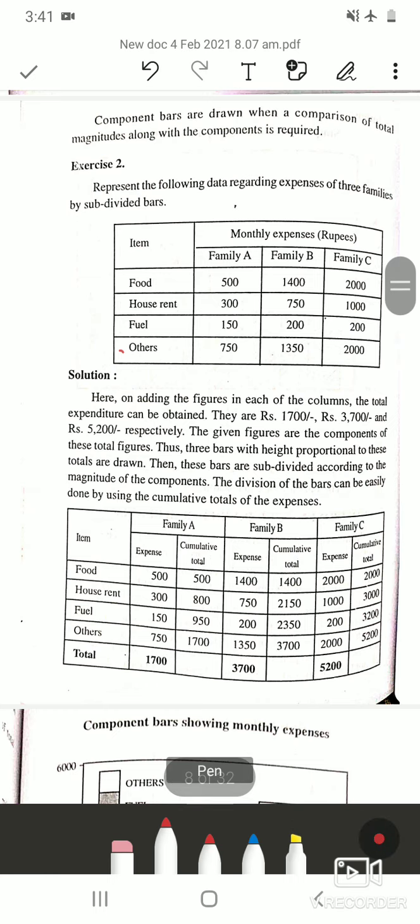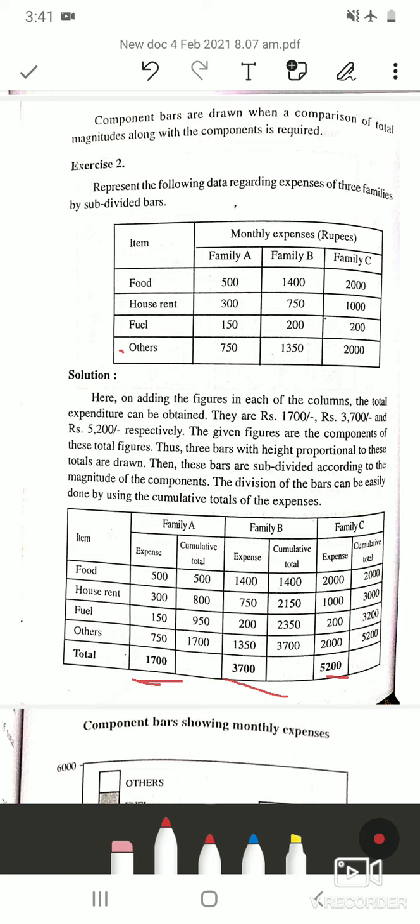So here add the first column, that is expenses of family A, which is 500 plus 300 plus 150 plus 750. It turns out to be 1700. So the total expenditure of family B, add all the quantities, it will be 3700 and for family C it is 5200.